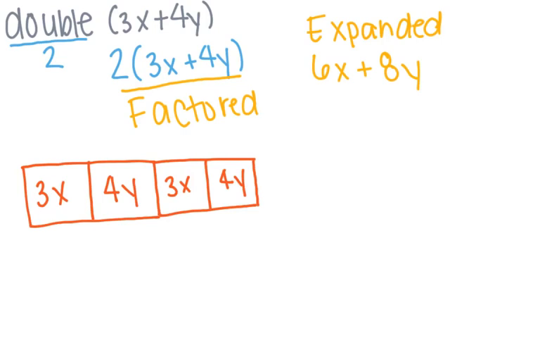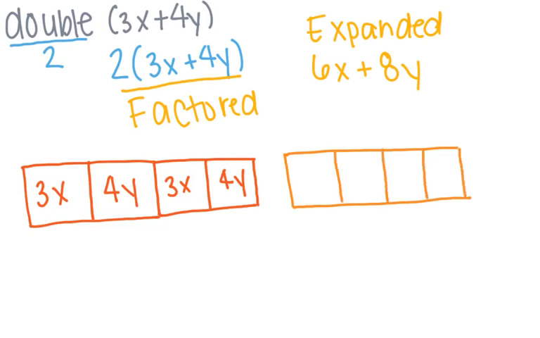And now that we have that, can we combine any like terms? We sure can. So I'm going to redraw it. Take my rectangle, cut it into 4s. I'm going to put the 3x's together and the 4y's together. And underneath that, I'm going to write 6x because 3x plus 3x is equal to 6x. And then underneath this other section, I'm going to write 8y because 4y plus 4y is equal to 8y.